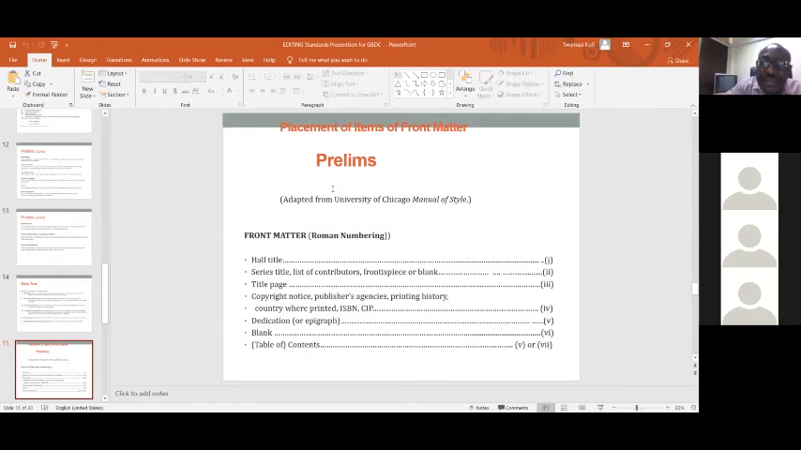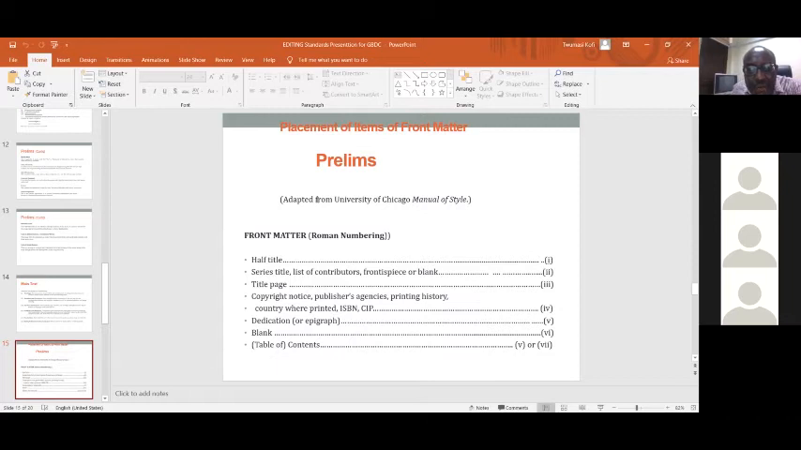So your half title, that is if you have a half title page, you should start numbering Roman one. If you have a series title or a series, that should come as the next segment. The title page will be numbered Roman 3. But if you have a book where you don't have a half title, you don't have series information, then your title page should be Roman 1.